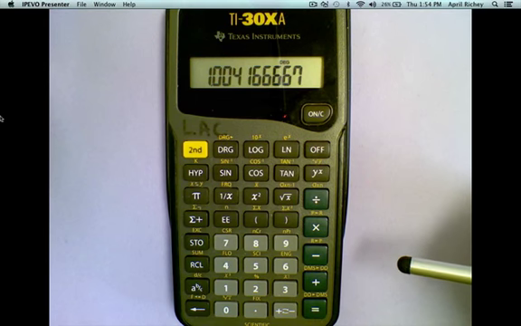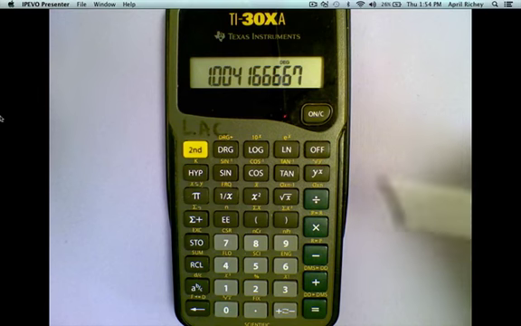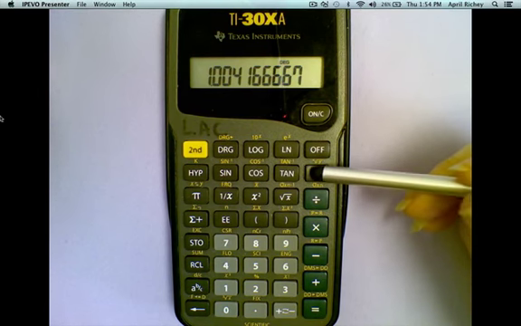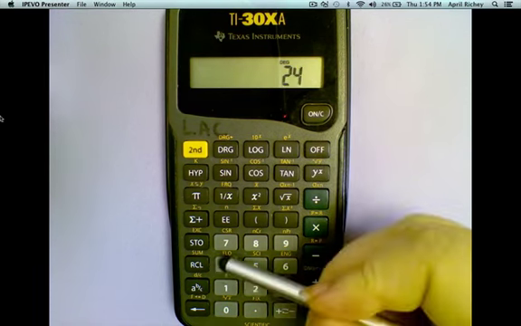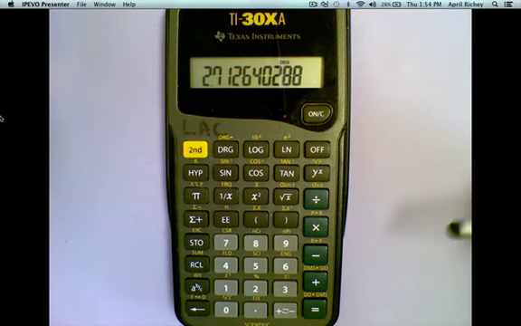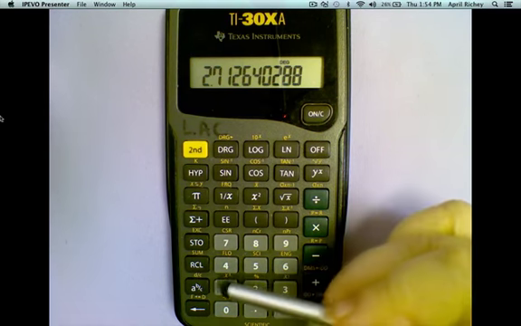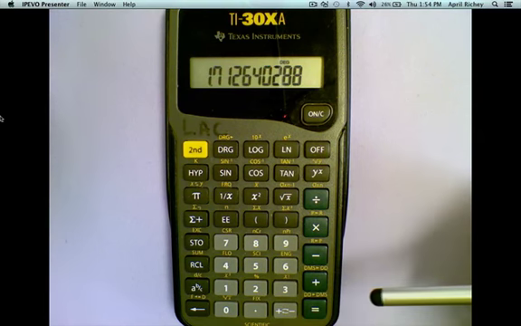Now I want to raise that to the 240th power. So press your exponent key, and then enter 240 and press equals. And this gives me 2.7126. Leave that in your calculator and subtract 1 and press equals. And that gives me the 1.712. And that decimal continues on.